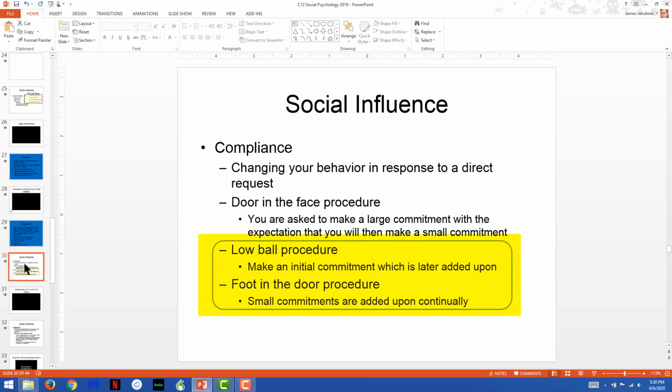The low ball procedure is a scenario in which you're told that you only have to make a small commitment of some sort, but then after you make that commitment, greater and greater commitments are added onto it afterward. This is, again, also a sales technique that you see in a variety of stores. Mattress stores.